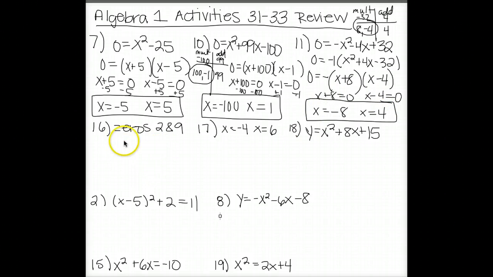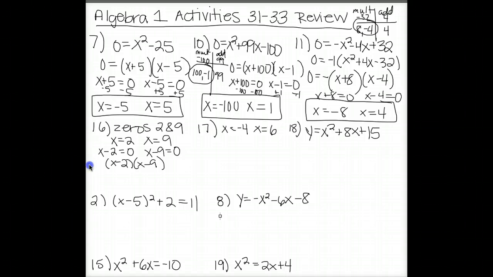Number 16, these are the working backward ones. Some of you tried to just give me an answer here. There has to be work for this. If they tell you the zeros, that means they're telling you that x equals 2 and x equals 9 are solutions. Our next step is to write these as factors, which means I need to get it equal to 0. So here I would subtract 2, which gives me x minus 2 equals 0. Here I would subtract 9, so x minus 9 equals 0, which means that x minus 2 is a factor and x minus 9 is a factor.